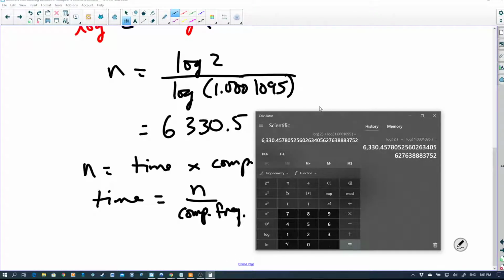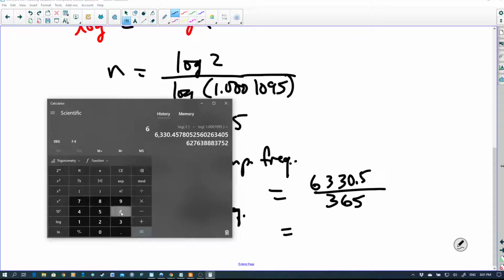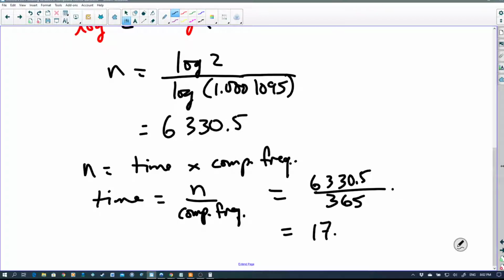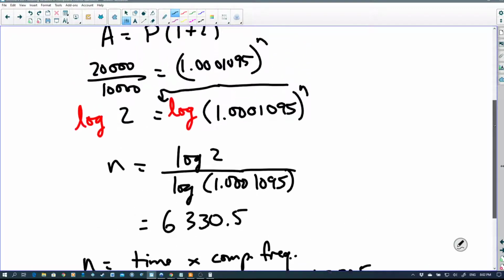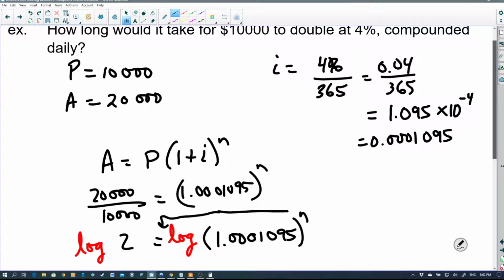So 6,330.5 divided by 365 is going to give us 17.3 years. So it'll take approximately 17 years to double $10,000 to $20,000 if the interest rate is 4%.